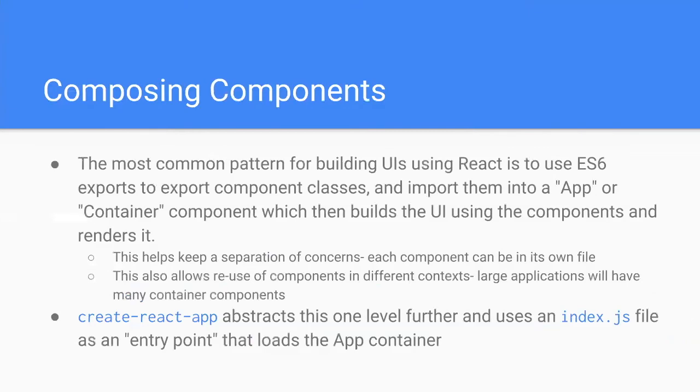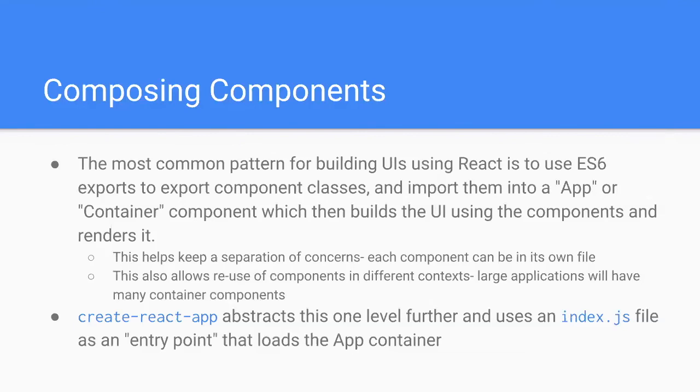Again, along the same vein, composing our components. Really the most common pattern for building UIs with React is to use exports to export your component classes and import them into an app or a container component of some sort, which builds the UI using all of your various components and then renders it. So again, this helps keep a separation of concerns. You can have different UI elements in different files, and it keeps things more streamlined and cleaner. It also allows you to reuse those components in different contexts.